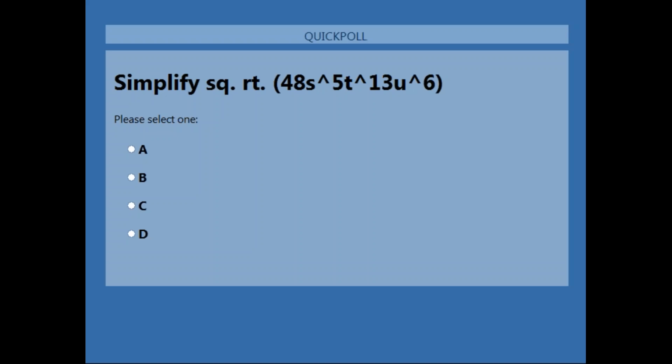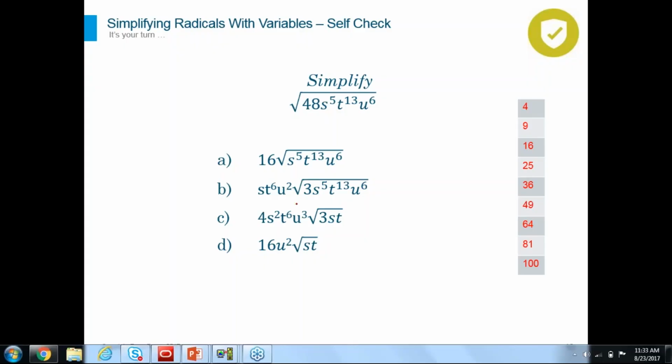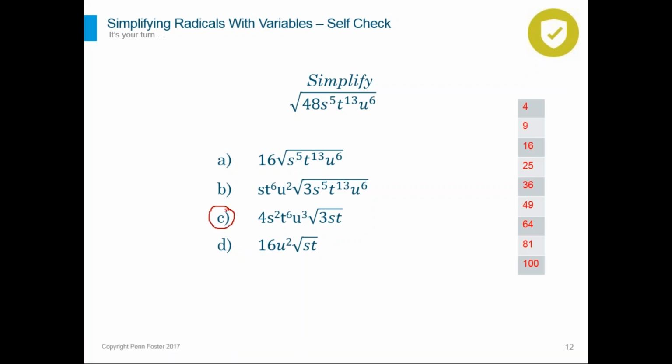Okay, let's then look at the final answer. If you want me to do this question, let me know. Otherwise, I'm going to go ahead to the next slide. And the correct answer is C. C is the correct answer. And from that question, you see that 48 has a perfect square factor, and that's why we do not see it under the square root sign in our answer.